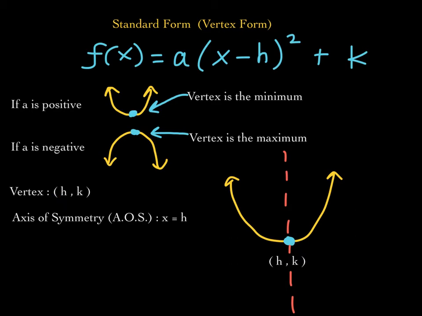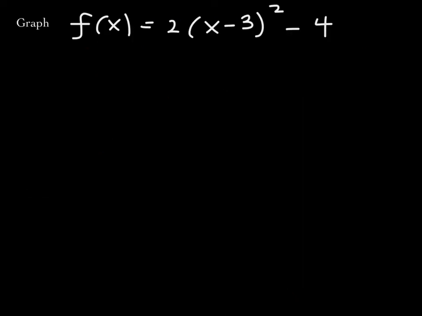All right, let's graph some parabolas. Let's graph some quadratic functions. Here we have f of x is equal to 2 times x minus 3 quantity squared minus 4. The first thing I would have us do is find the direction of this parabola. Is it opening up or down? Because the leading coefficient is positive, we do know that the parabola is going to be opening upward. The next thing I would have us find is the vertex and the AOS.